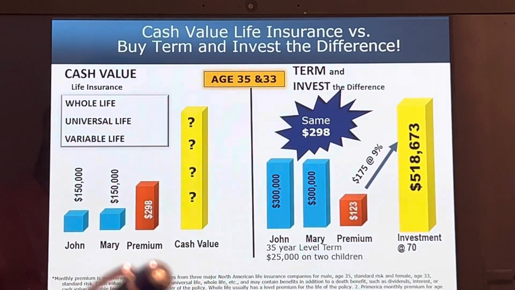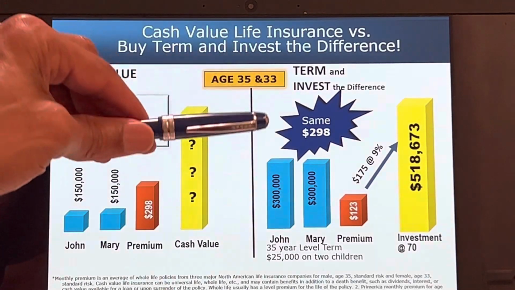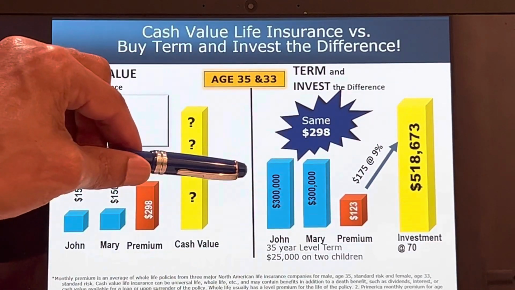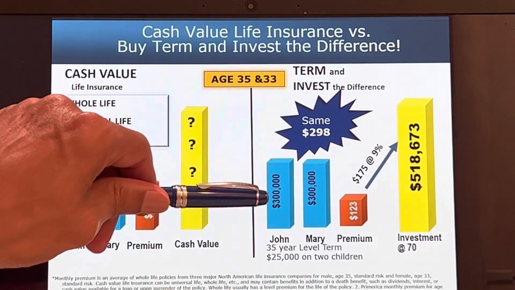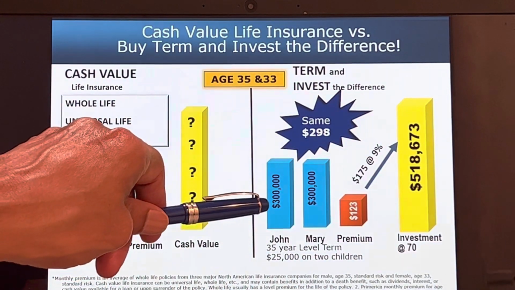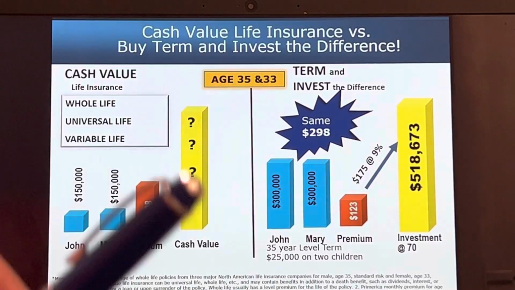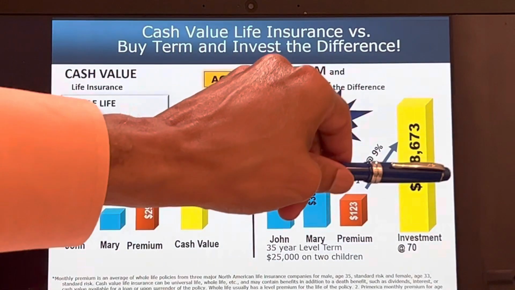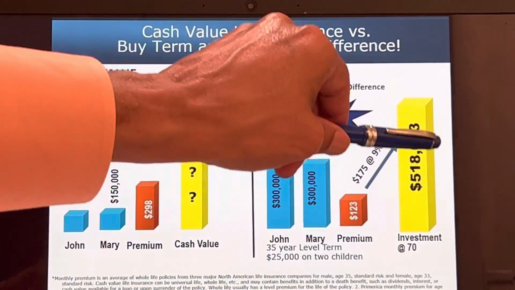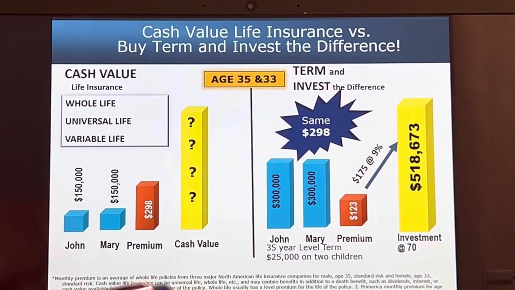And guess what? Now, if John dies, what does Mary get? See, over here, you didn't get the cash value, right? But with this program we have over here, if John dies at age 70, Mary gets a check for $300,000 in death benefit. That's a death benefit from the life insurance. Plus, she gets something else. What else does she get? She gets all of the money that's in the investment account too, $518,000. So Mary gets over $818,000.